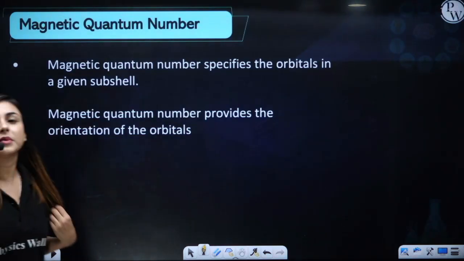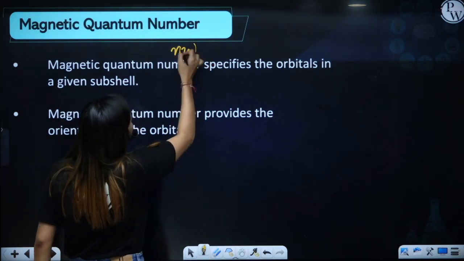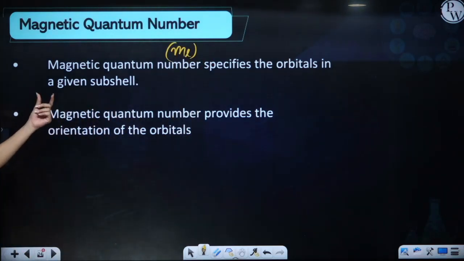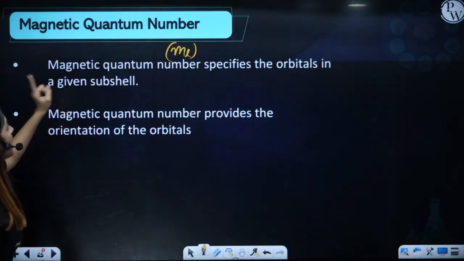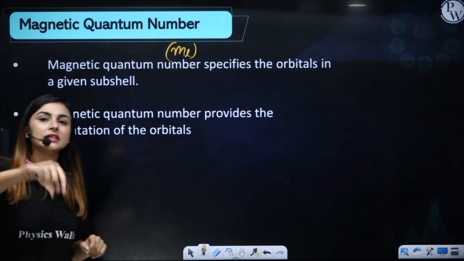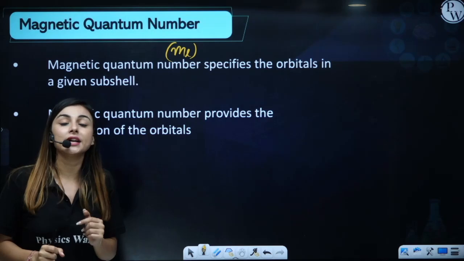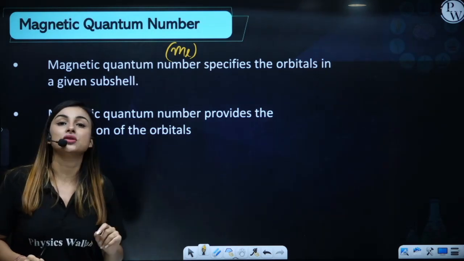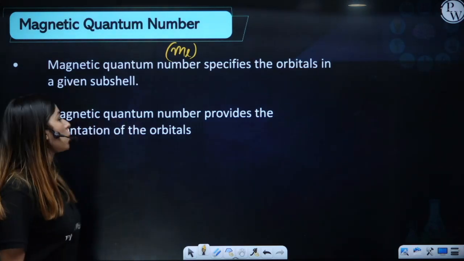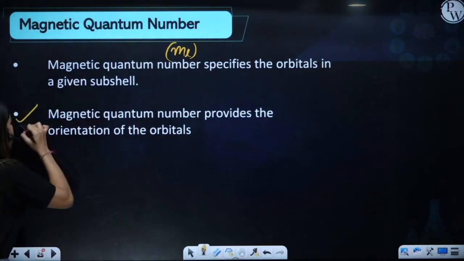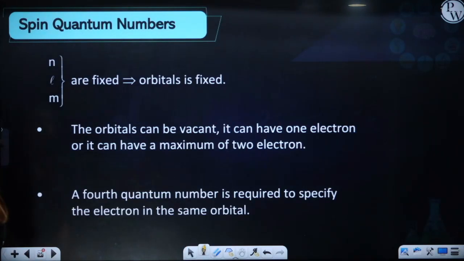So, the next quantum number is your magnetic quantum number, which is denoted by ML. The magnetic quantum number gives you the information about the orientation. It specifies the orbitals in a given subshell. The px, py and pz, the x-axis, y-axis and z-axis shapes which I told you about, that information was given by the magnetic quantum number. It provides the orientation of the orbitals. This is asked again and again in your previous year questions, so you have to know this.